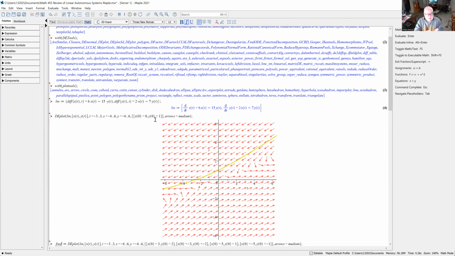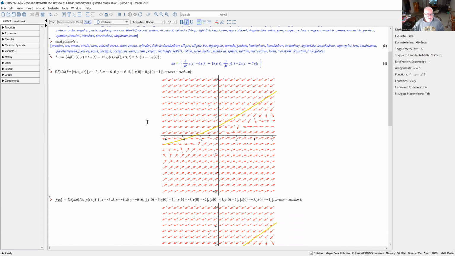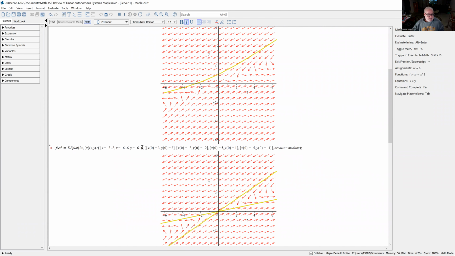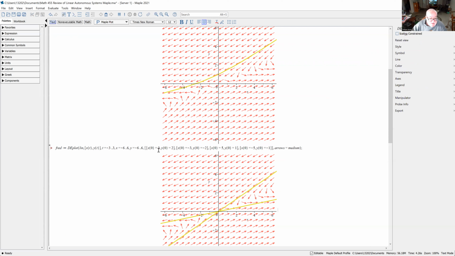So what we want to actually see is all 4 of the eigensolutions plotted so that we can see what's going on there. And that's what this is. So same, going to name it Fred, is the DEplot of my linear system, x(t), y(t) are my functions, t going from -3 to 3, x going from -6 to 6, and then I have a list of 4 initial conditions: (3, 2), (-3, -2), that's one of my eigendirections, (5, 1), and (-5, -1). That's the other eigendirection.